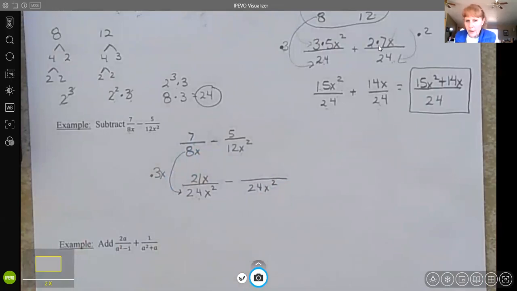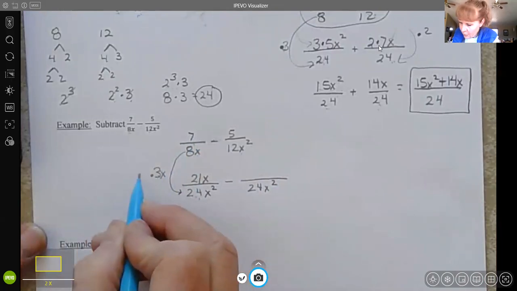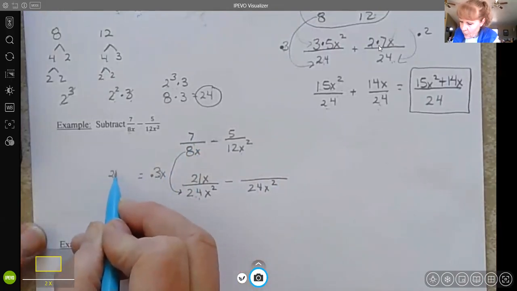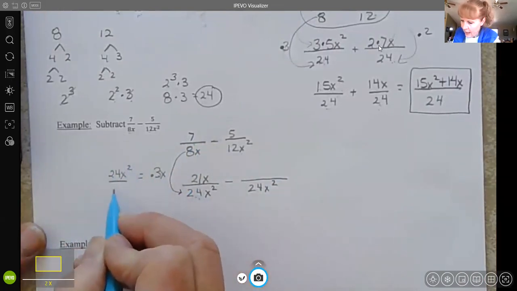Now, another way to come up with this 3x that I'm multiplying by is to take the 24x squared and divide that by 8x. To find the 3x, you can always take your new denominator, 24x squared, divided by 8x.